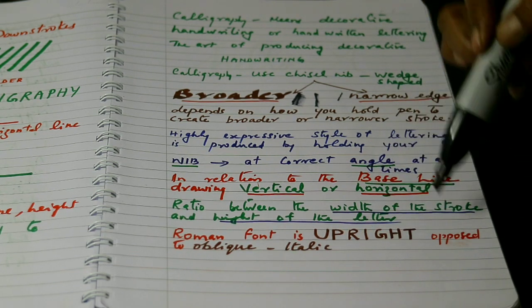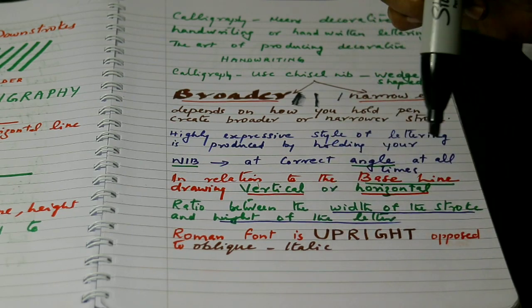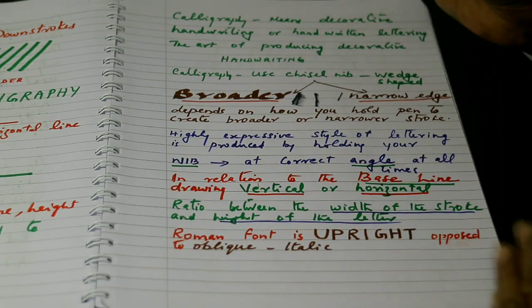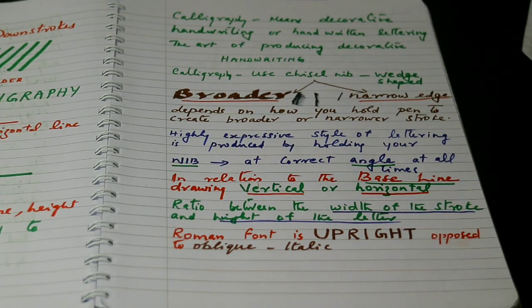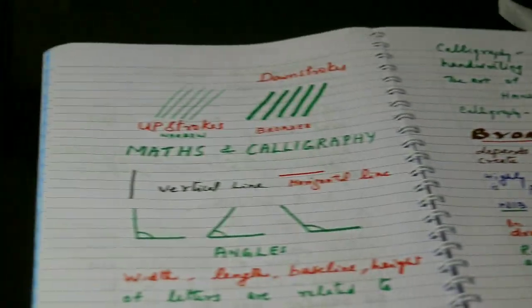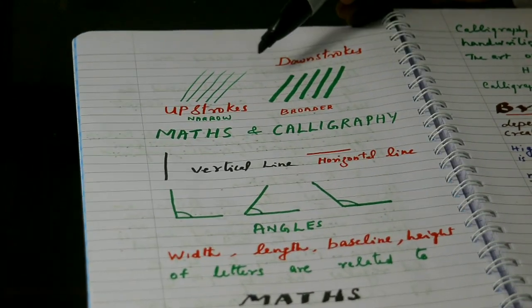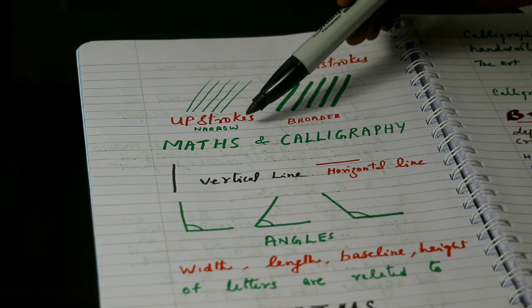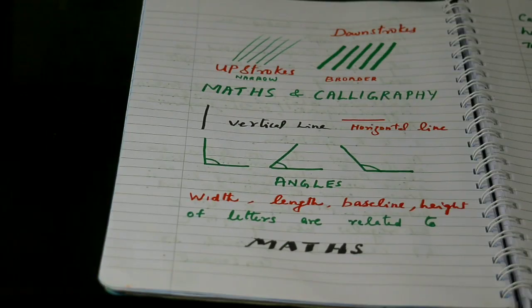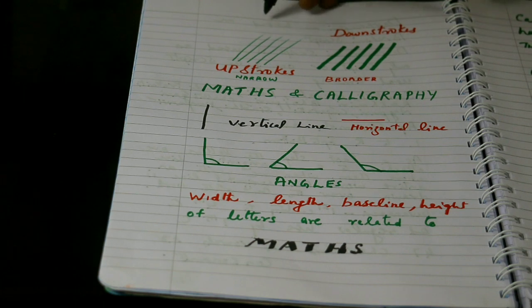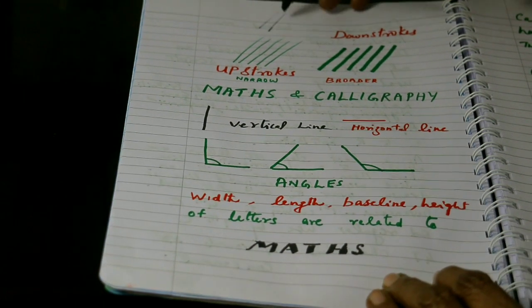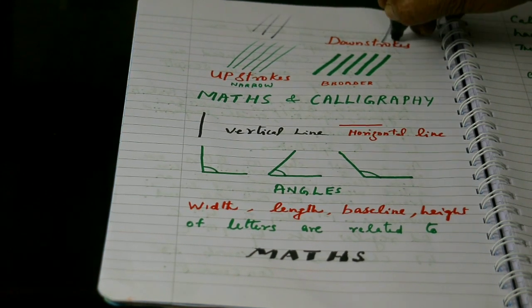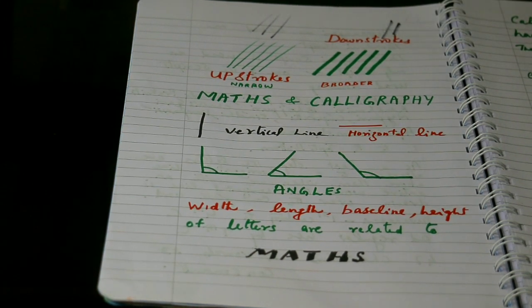Then comes the Roman font. It is upright, as opposed to oblique. Oblique means italic. So the Roman font is upright, not slanting. This can be demonstrated here. When we are drawing upstrokes, they will be narrow, and downstrokes we can see are broader.